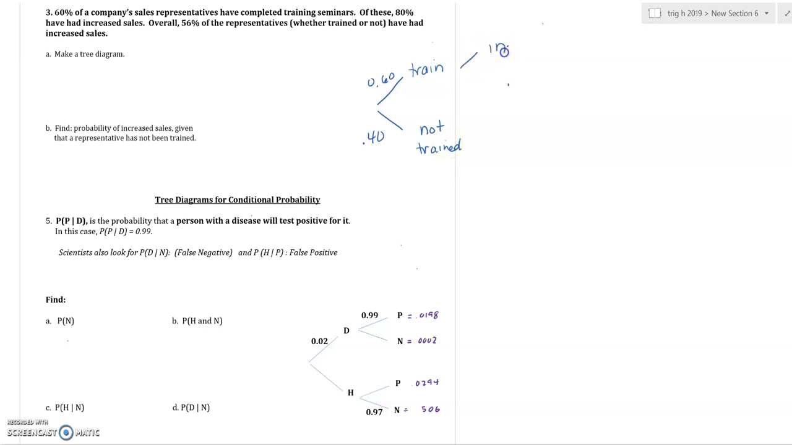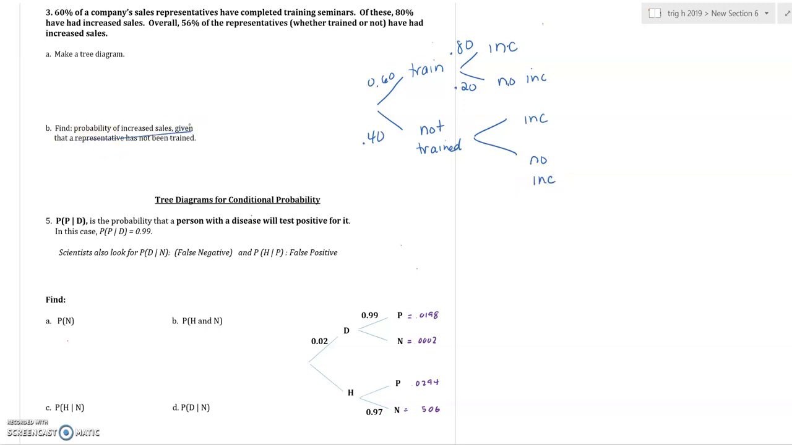Now, of these, it says 80% have had an increase in sales. So of the trained people. So that means that 20% of the trained people must have no increase because, again, either you have an increase or you don't. Now, we don't know anything about the untrained or the not trained people with their increase and their no increase.